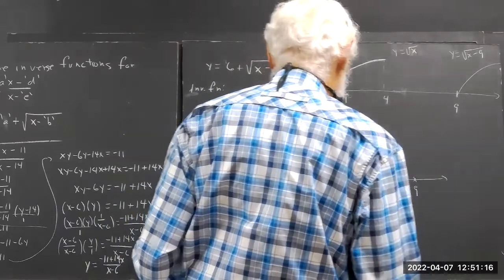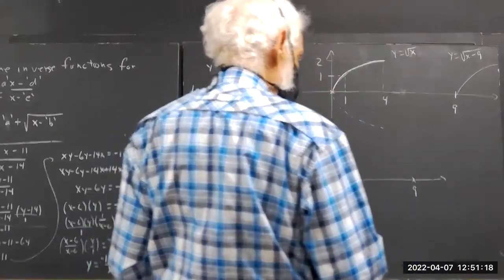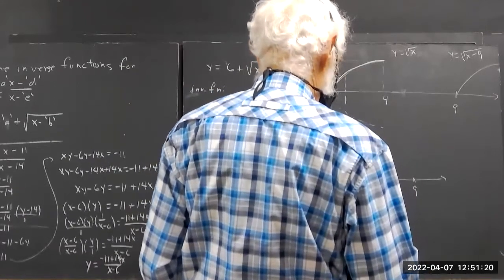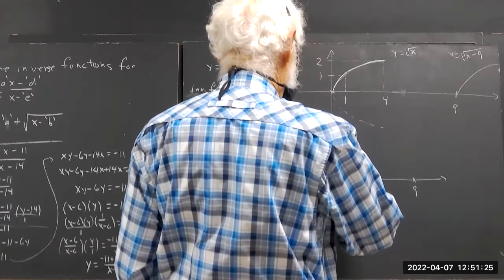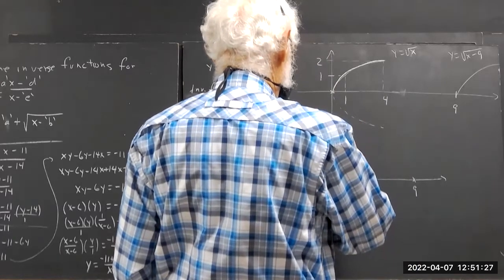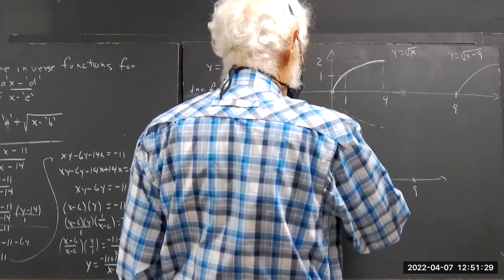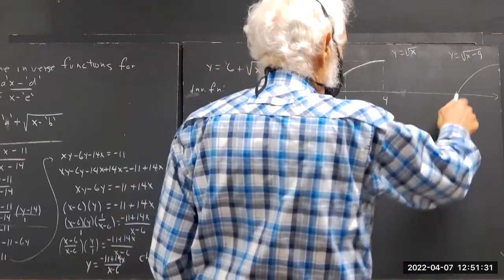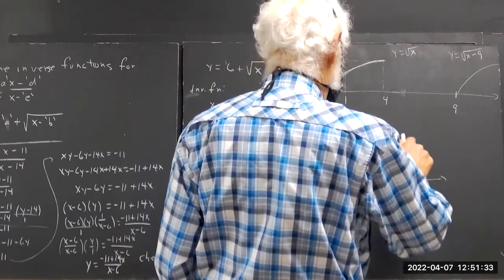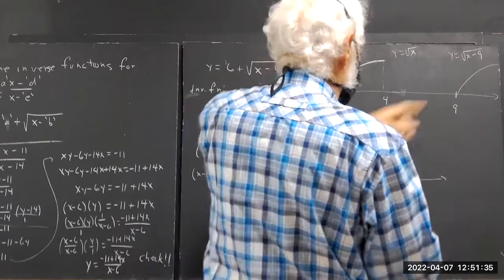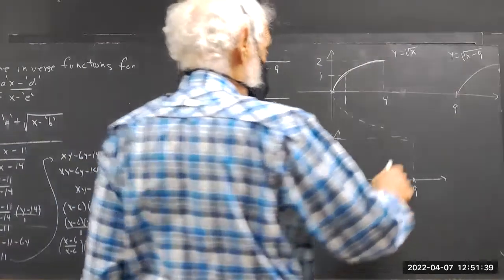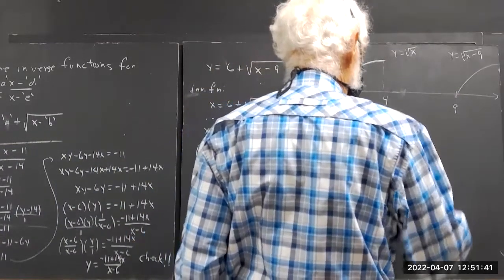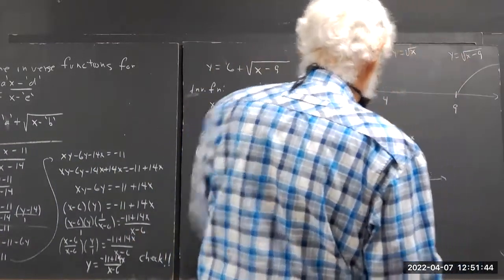Here's 9, and let's say that here is 6. So the point 9, 0 here is going to go up. Then we're going to vertically shift this graph 6 units. It's going to have this point, and then every point directly above this.